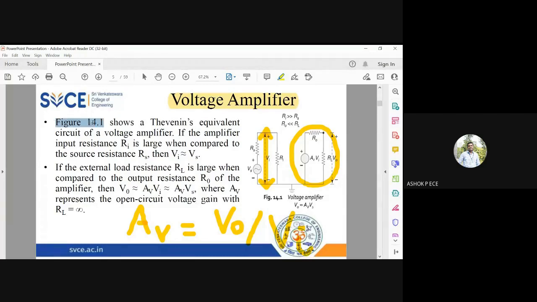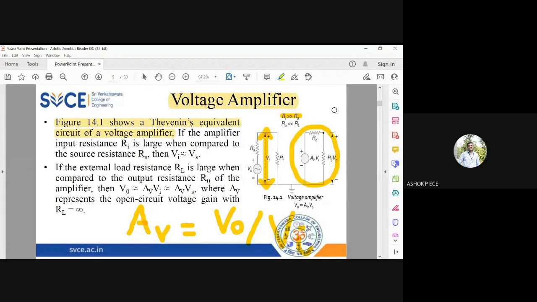This is the Thevenin's equivalent circuit of a voltage amplifier. And you know, on the input side, you have two resistors, Ri and Rs. They have given this condition, Ri should be very much larger than Rs. Can anybody say why this condition is given? Ri is very much greater than Rs.